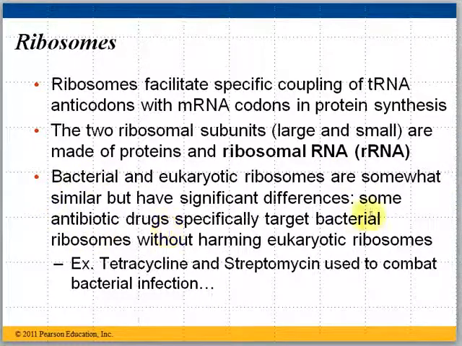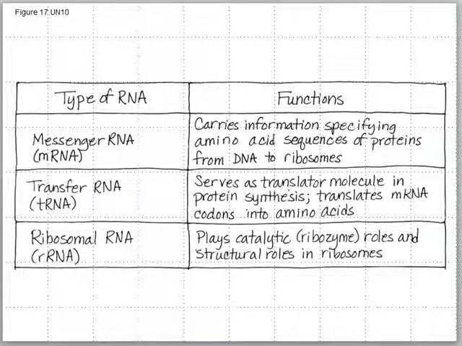So we won't go into what the differences are, just know that there are a few differences between the bacterial and eukaryotic ribosomes. We're going to be focusing on the ones that we have, the eukaryotic ribosomes. Here's a quick figure I found in your textbook. Always good to have a nice summary.